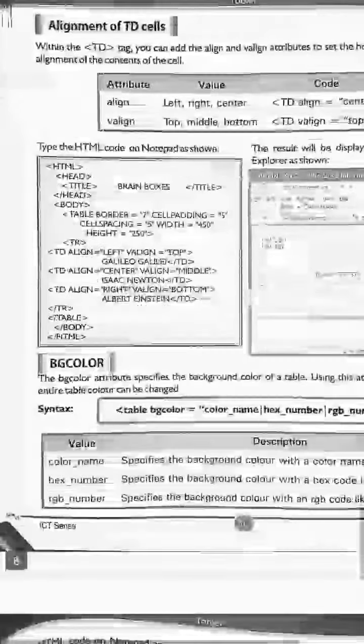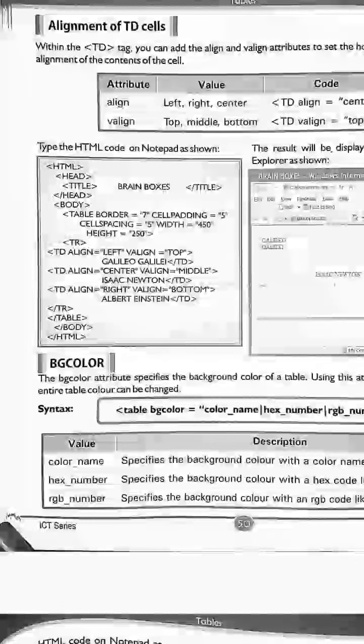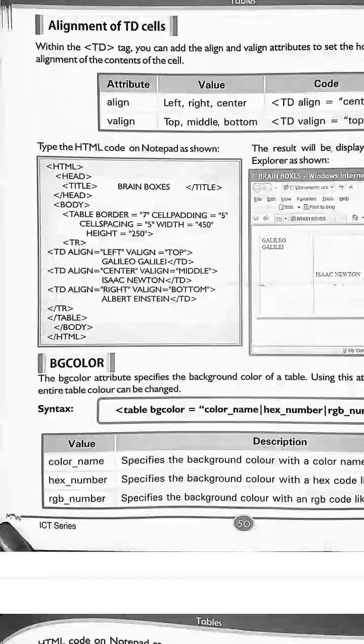So alignment option, you can see that there are alignment options in the td tag. So table data alignment: left, right, center.